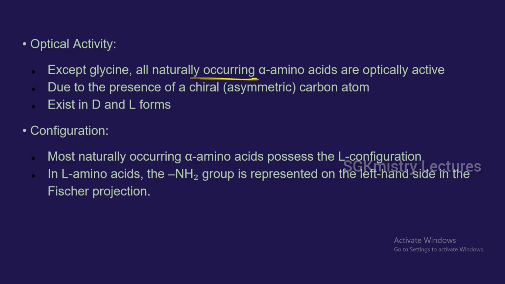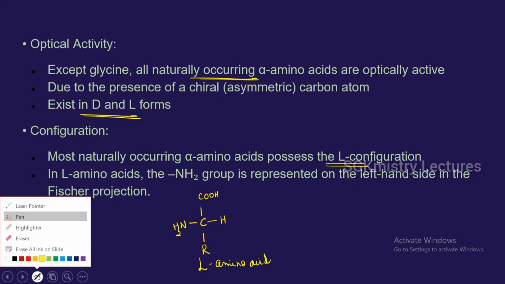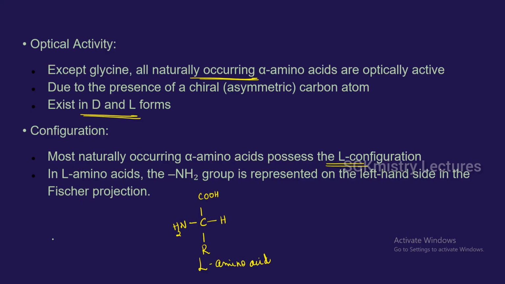Next, they can also exist in both D and L forms. Most of the naturally occurring amino acids possess the L configuration. So in L amino acids, we usually write the NH2 group on the left-hand side in the Fischer projection. If it is D, it should be on the right-hand side. So this is the exact Fischer projection. In the previous two or three slides, I had written a structure that was just a general structure. It was not an absolute configuration. So this is with respect to the amino acids and the properties of amino acids.